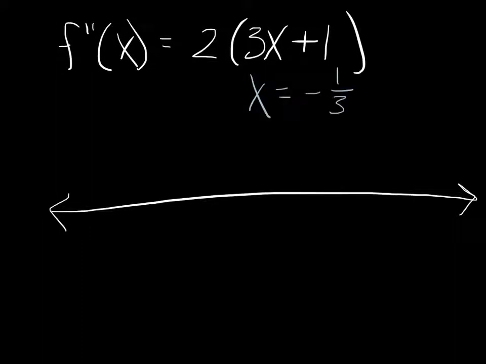We must then plot that critical point on our number line as we did in the first derivative test. We then plug in numbers on either side of it, below it and above it, to determine whether it is concave up or down. Picking a number greater than negative 1/3, let's say 0, we find that it is positive, and picking a number less than, let's say negative 1, we find that it is negative. Now we can graph this.